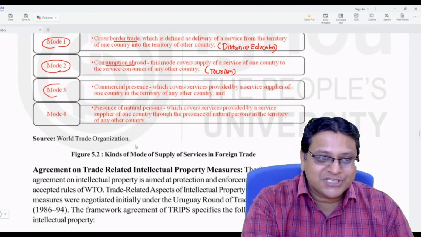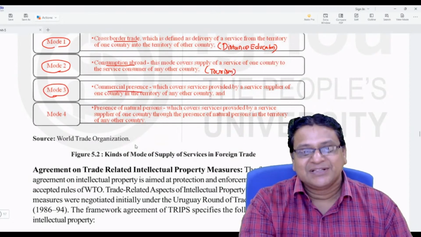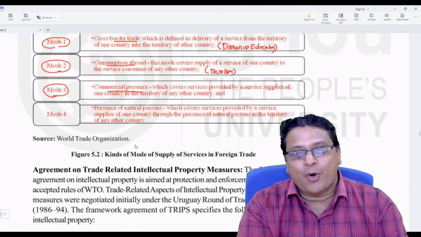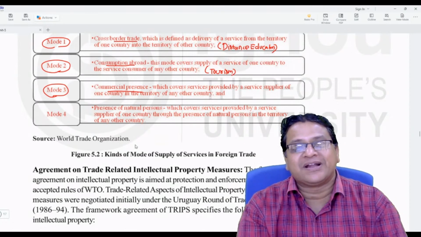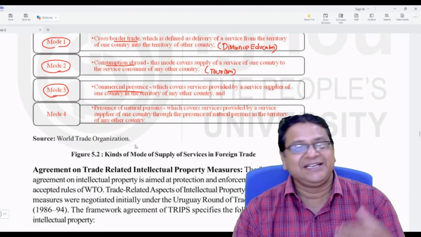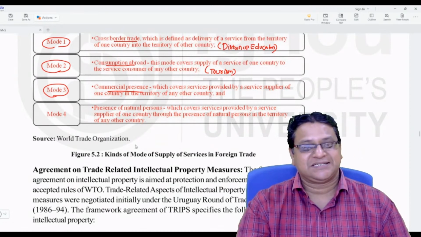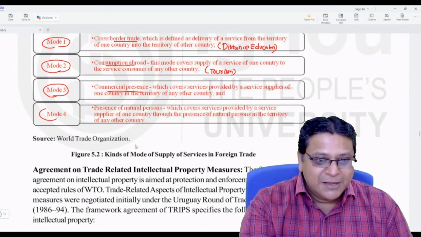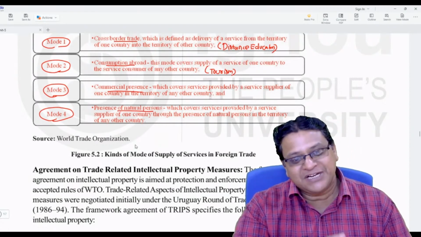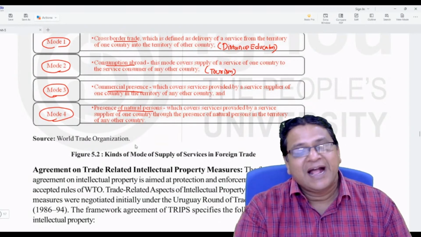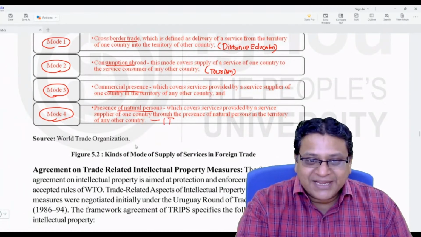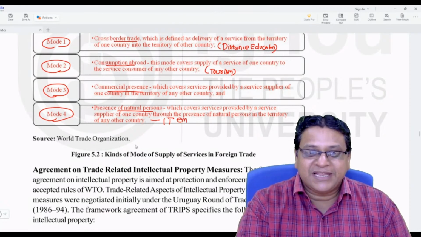Mode 3, commercial presence. This means the service provider will start their offshore campus in another country. Let's take an example: Harvard Business School wants to set up its branch in India. That is known as commercial presence. Mode 4 is presence of natural persons. That means the person who will provide the service will go to the foreign country and provide the service, generally IT employees working in USA.